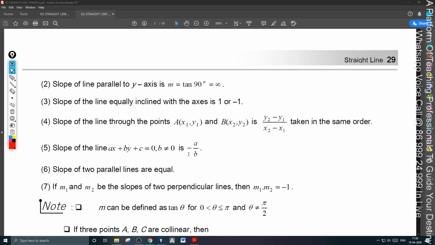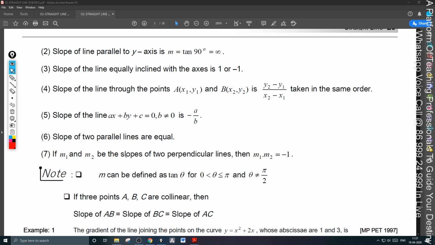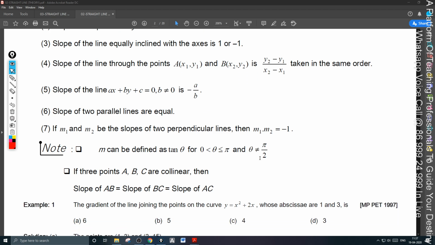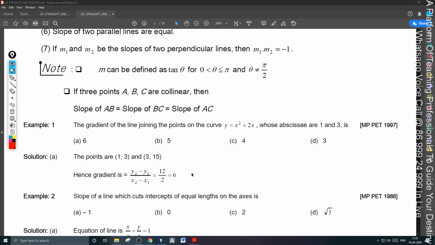Why he mentioned b not equal to 0? Otherwise it becomes undefined, and we will be discussing that while we work out the problems. And slope of two parallel lines are equal. If m1 and m2 are slopes of two perpendicular lines, then m1 into m2 is equal to minus 1. This we know. m can be defined as tan theta for 0 less than theta less than or equal to pi and theta not equal to pi by 2 because it is undefined. If 3 points A, B, C are collinear, then slope of AB is equal to slope of BC is equal to slope of AC. These are the simple problems.